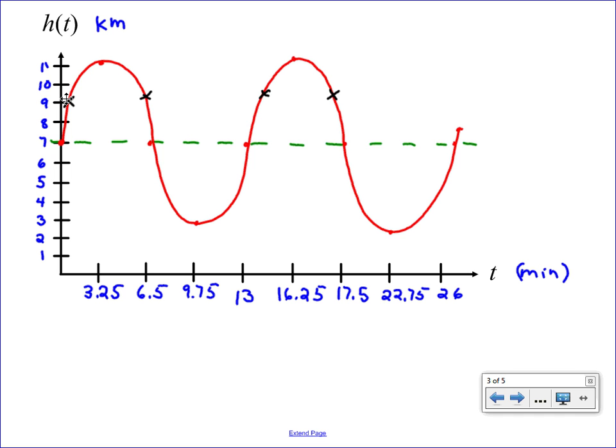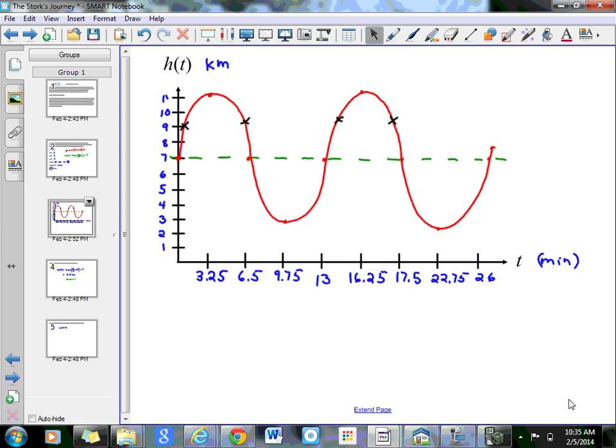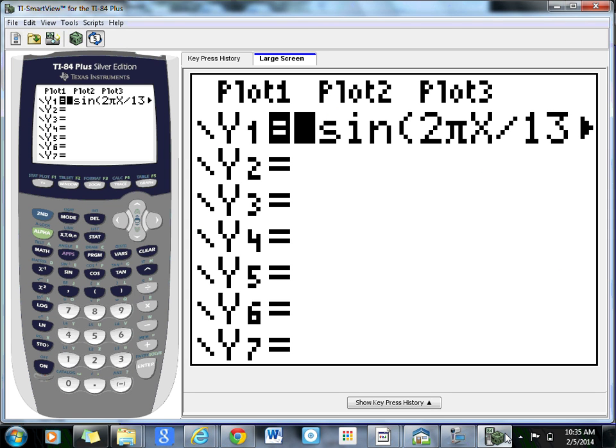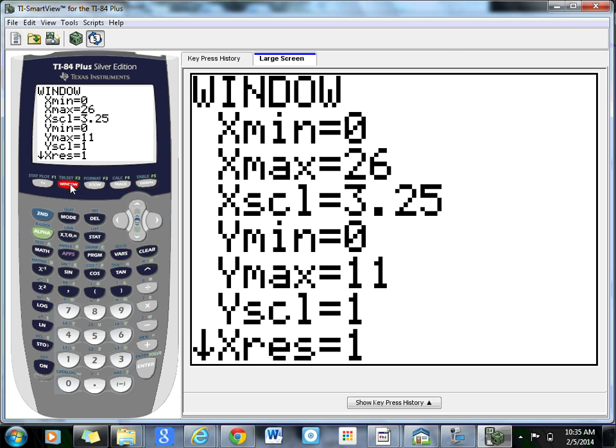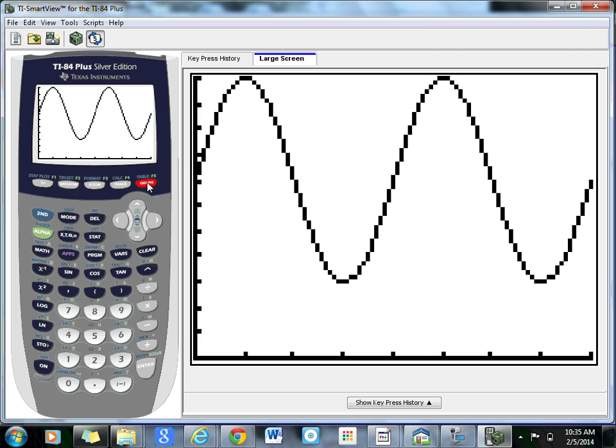But we don't want to just estimate. We want to give the exact answers. So to do that, what you want to do is grab your calculator, again verifying that you're in radian mode. Go to your y equals screen and type in your equation. Obviously, we'll have to change the h's and the t's to y's and x's. Then set up your window so that it looks exactly like the window that we have drawn by hand. And then when you press graph, you should get a picture that looks exactly like what we drew by hand.